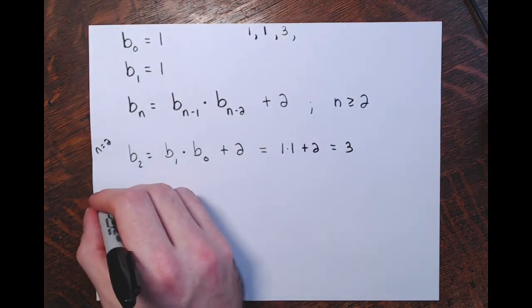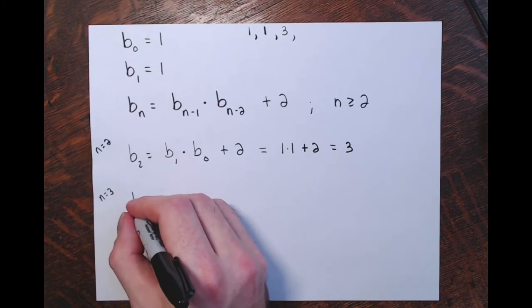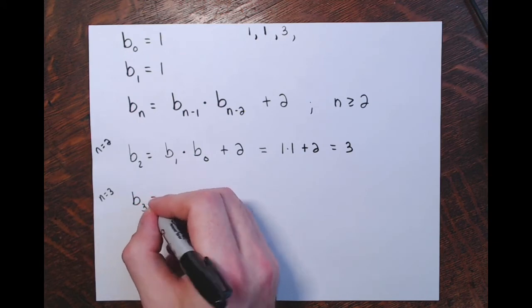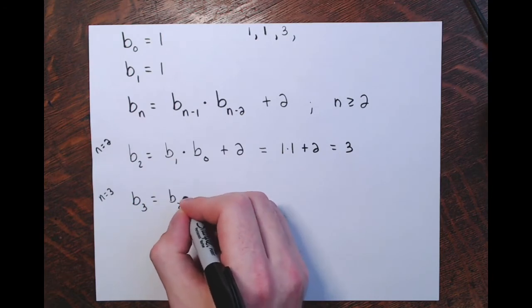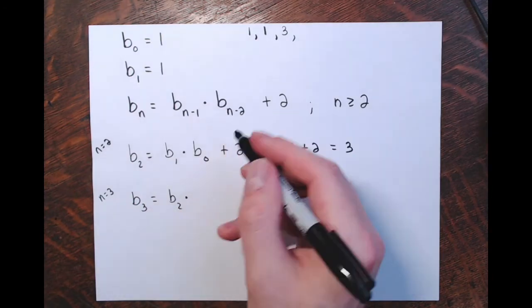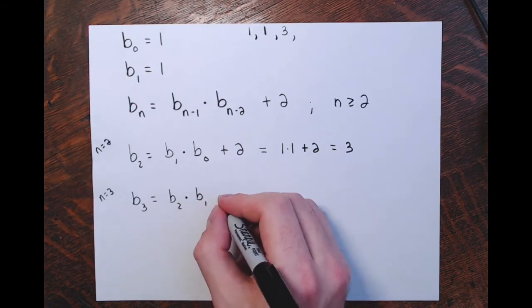Then I'll go look at when n is 3 for the next term. All right, so we have b sub 3 equals b sub 3 minus 1, so b sub 2, times b sub 3 minus 2, so b sub 1, plus 2.